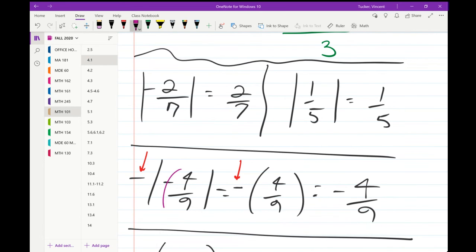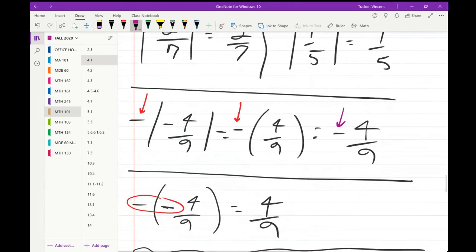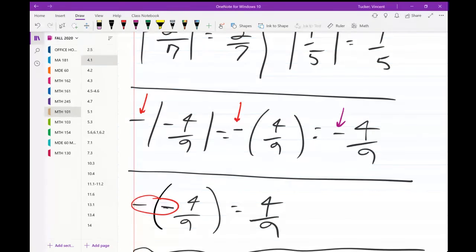Notice it turned from here to here, went positive because of the absolute value symbol, but still had a negative sitting on the outside. And here, once again, just emphasizing the difference between seeing absolute value and parentheses. If you see parentheses, then negative of a negative turns positive, and you're left with a positive 4/9. But once again, that could not happen here because those are absolute value symbols.